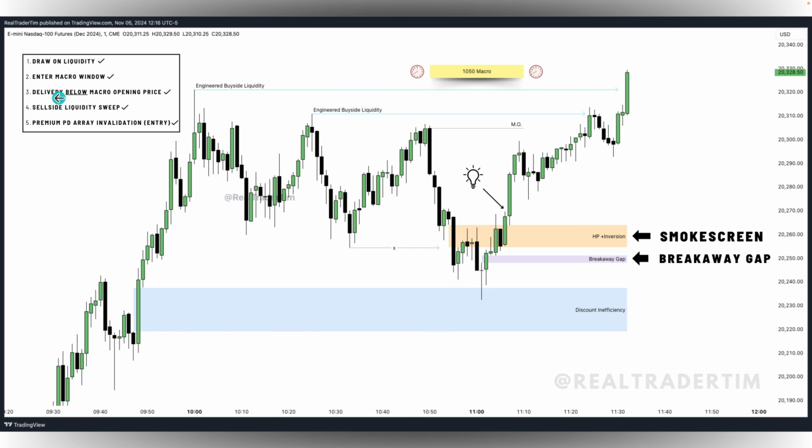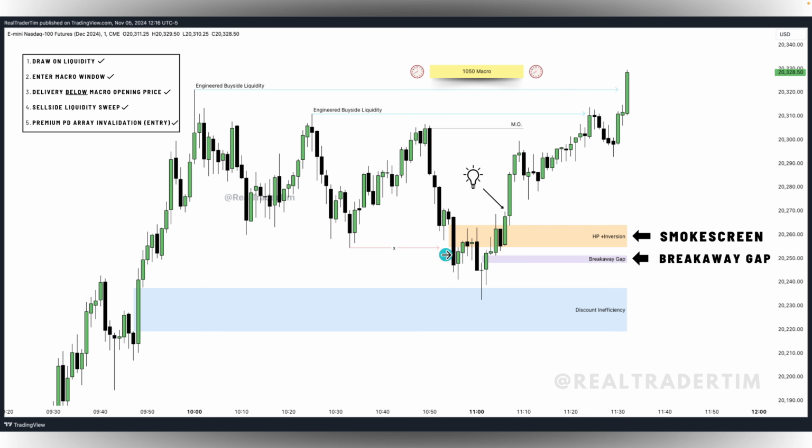Number 3, for a long setup, we want to see price deliver below macro's opening price. So as you can see here, where I have anchored MO, that is annotating macro open. So if you ever see that on my charts or any of my students' charts, we're talking about macro's opening price. And we can see that right at 10:50, the market is delivering below macro opening price. And look at number 4. What else is it doing?